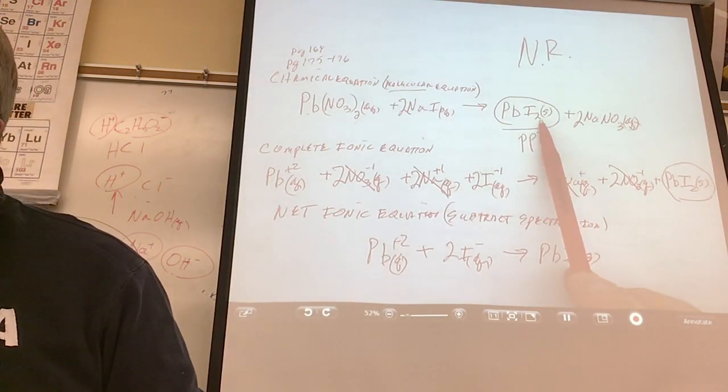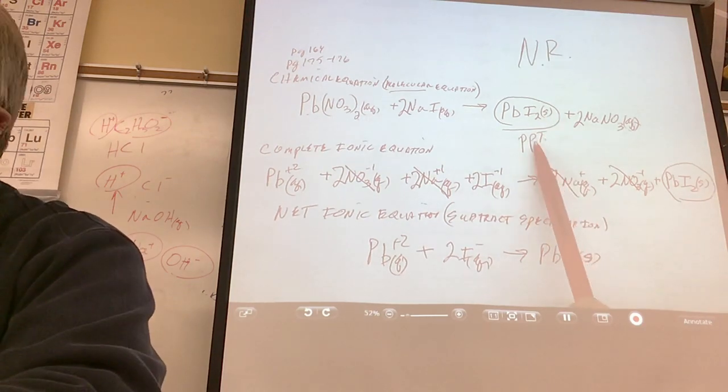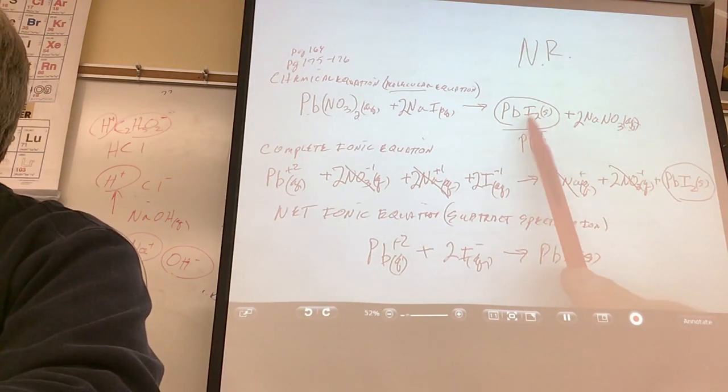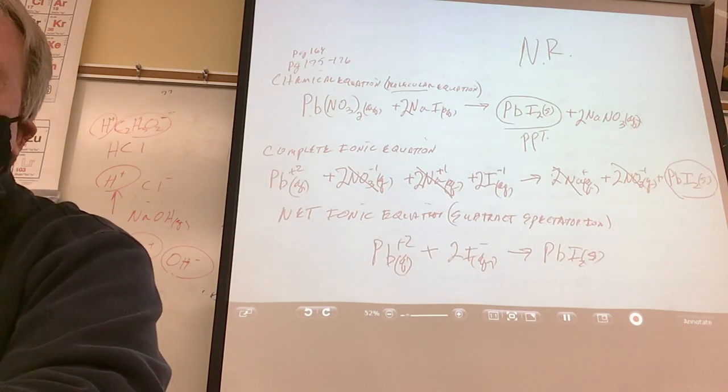Now, what about this? The chart says S, solid. That's a precipitate. And I will see that. And that's the driving force. The formation of a what? I always ask this on tests.